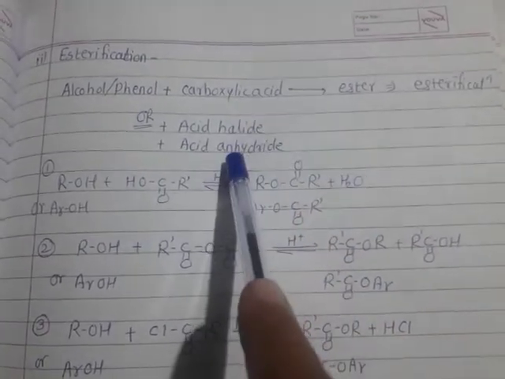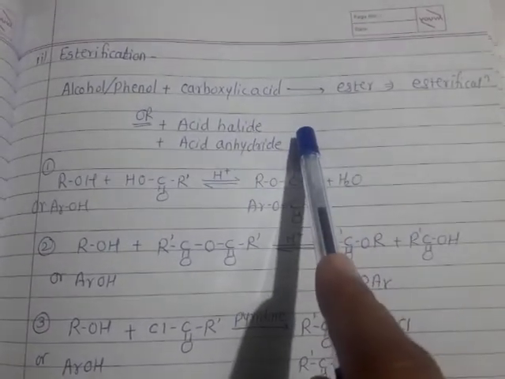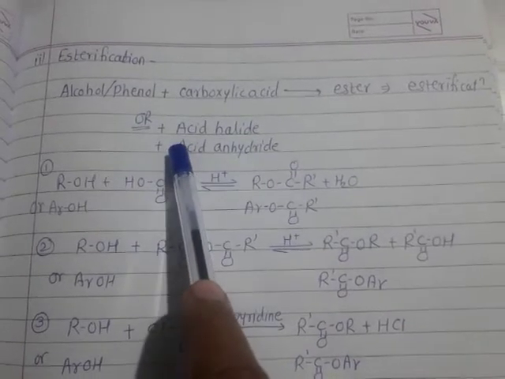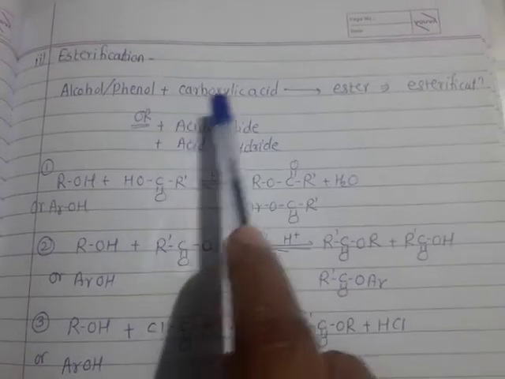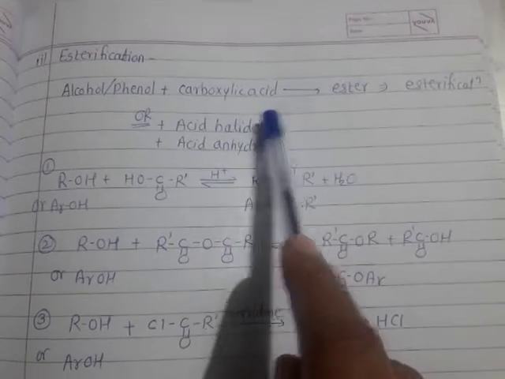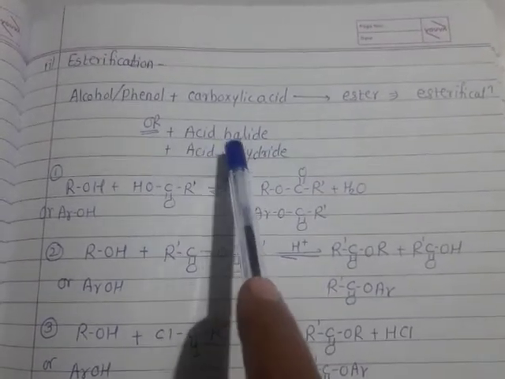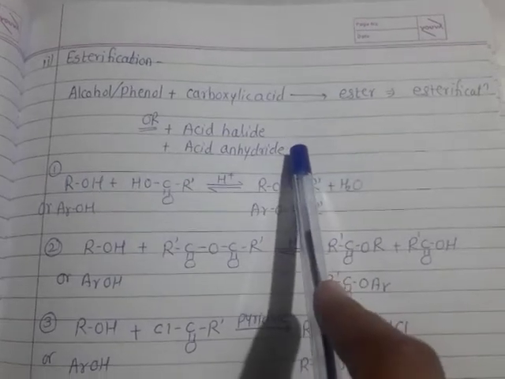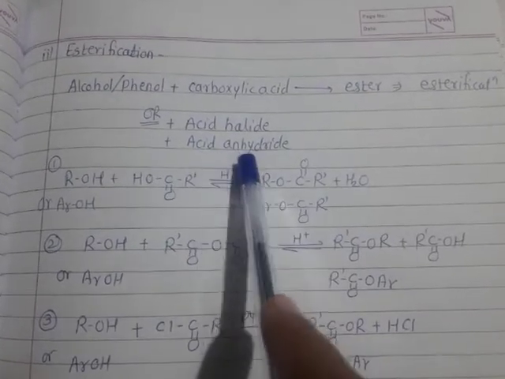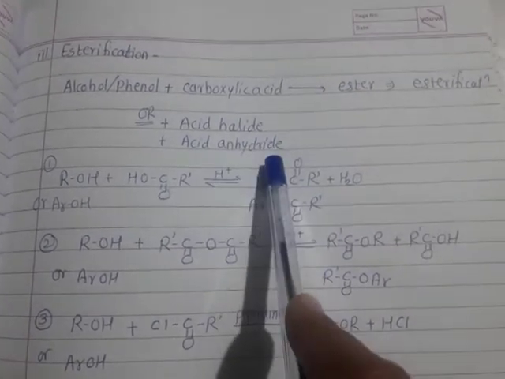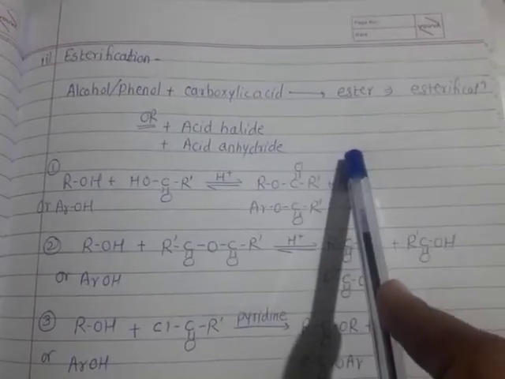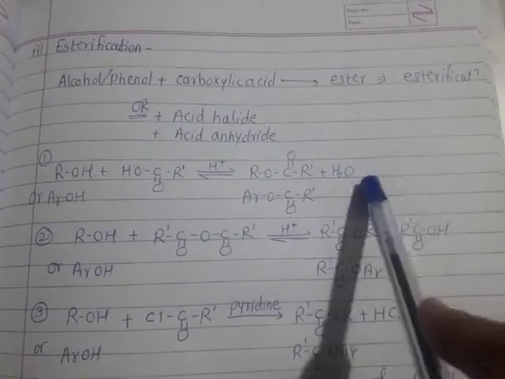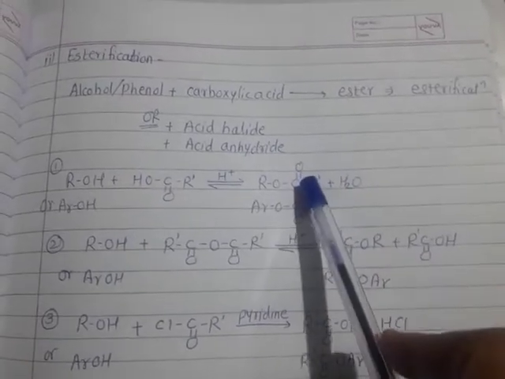What is the alternate reagent to form an ester? Instead of carboxylic acid, we can use acid derivatives. One acid derivative is acid halide. Carboxylic acid is RCOOH, and acid halide is RCOCl, meaning the OH group is replaced by halogen. And acid anhydride is RCOOCOR. That is also a derivative of carboxylic acid.